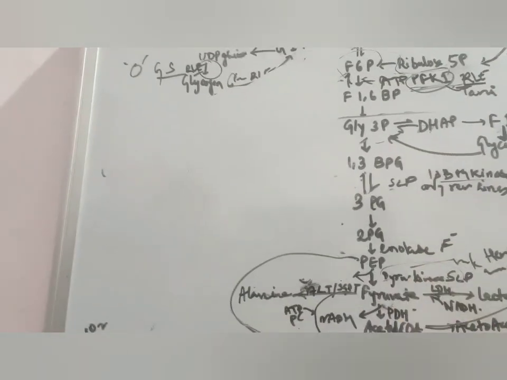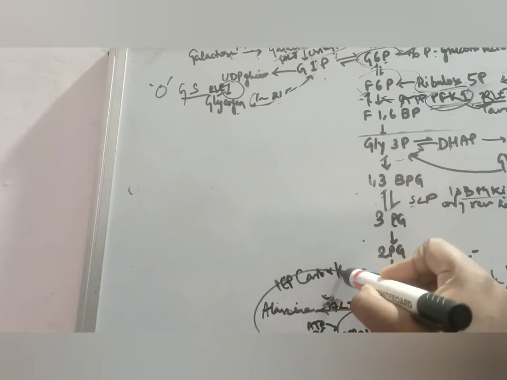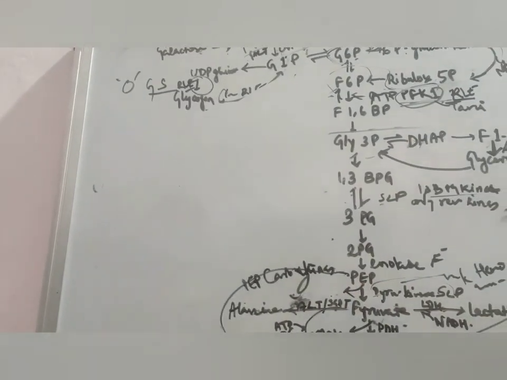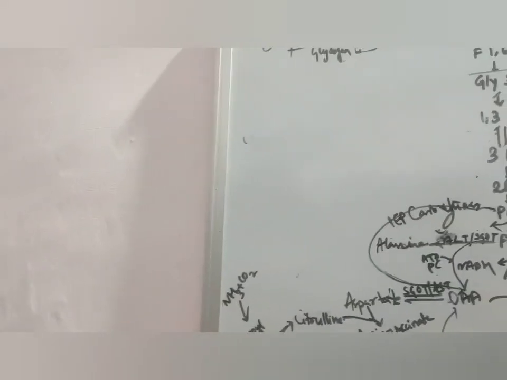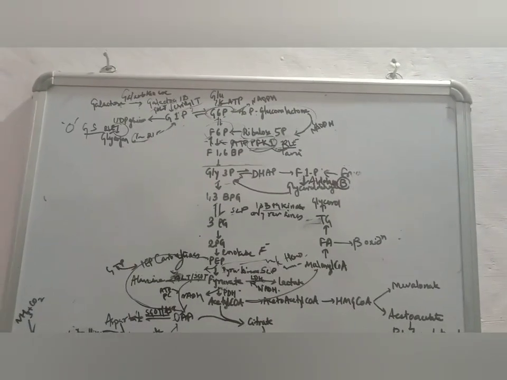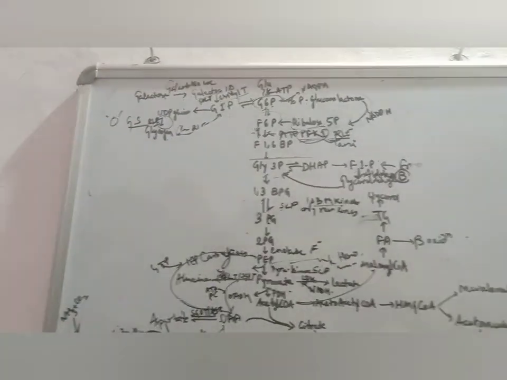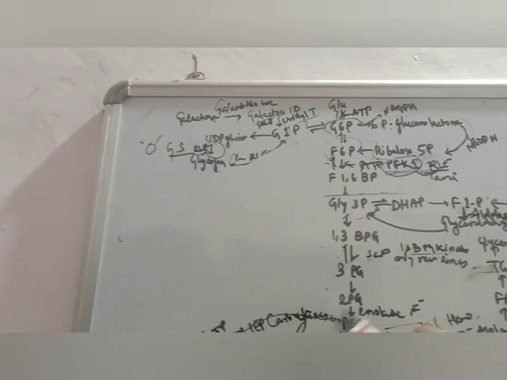Okay, so let us do this stupid part first. From PEP to oxaloacetate, there is this direct pathway, and that enzyme is PEP carboxykinase. It doesn't have much importance, but the only question which can come is that this enzyme needs GTP. You must have seen that GTP can be released in some cycle. There are a few cycles where GTP may be released. But have you ever seen a reaction where the enzyme will need GTP? So this PEP carboxykinase needs GTP.